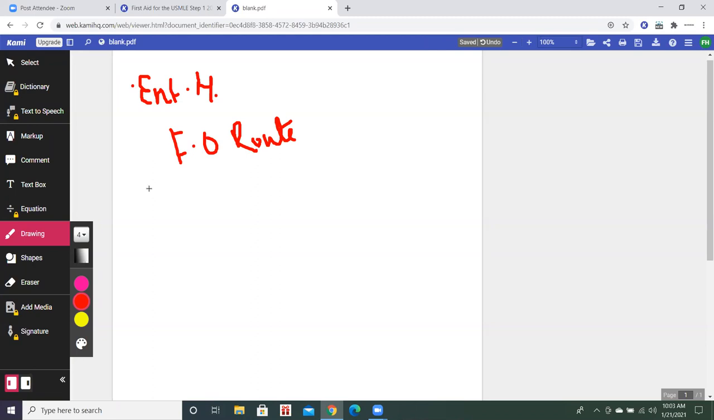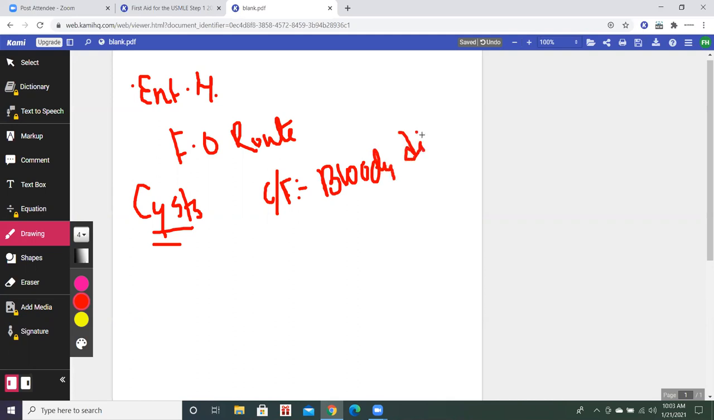And the way by which this organism gains entry into the body is in the form of cysts. So in the form of cysts, they will gain entry into the body and multiply. And for the clinical features, these patients will have bloody diarrhea. Okay. And these patients will have a very high yield thing.